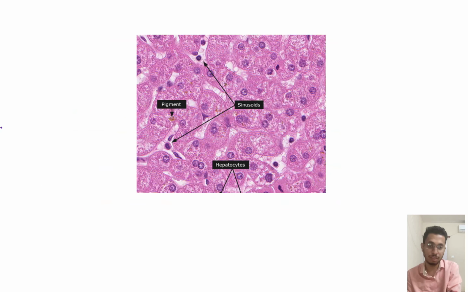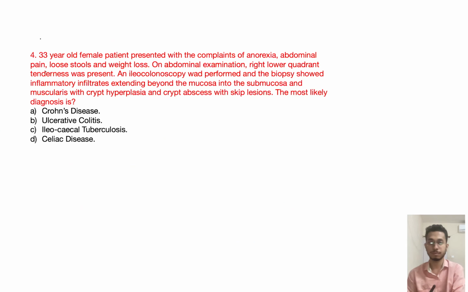Okay. Now this is obviously a normal liver cell. Okay. So coming to the next question. So what does it say? It says a 33-year-old female patient who presented with the complaints of anorexia, abdominal pain, loose stool and weight loss.